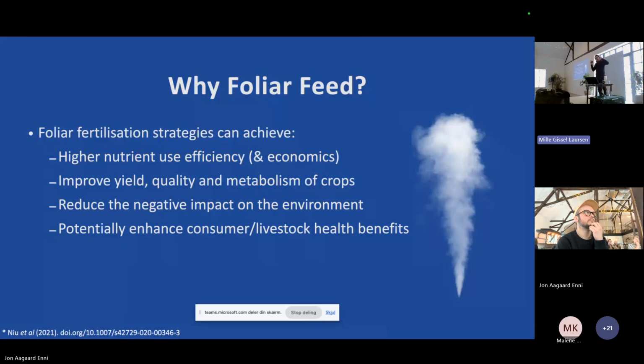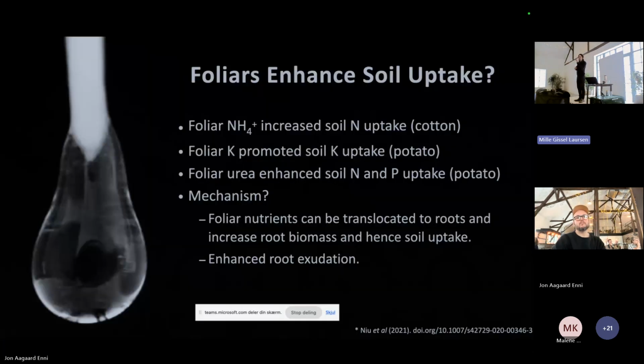You can use foliars to improve plant health, yield, quality, protein, some of those examples we touched on, and also improve the nutrient value for ourselves or for our livestock fodder and feed and the like. I think this slide is worth emphasizing. What is the mechanism by which foliars work?